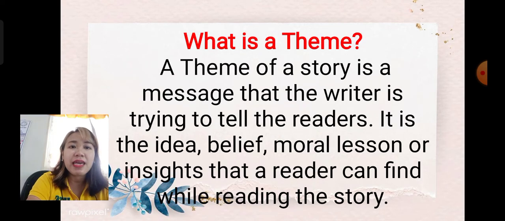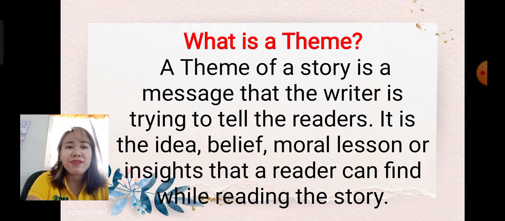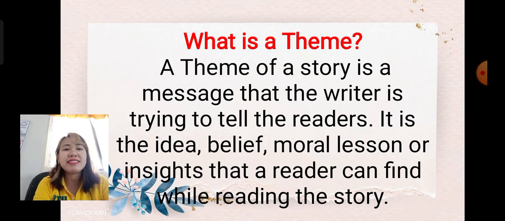So what is a theme? A theme of a story is a message that the writer is trying to tell the reader. So, author or the writer. So, may gusto siyang iparating or ipahatid sa atin. So, it is the idea, belief, moral lesson, or insights that a reader can find while reading the story. So, during reading, you will determine what is the theme of the story. So, if you know what the writer is trying to tell you, so that's the theme.